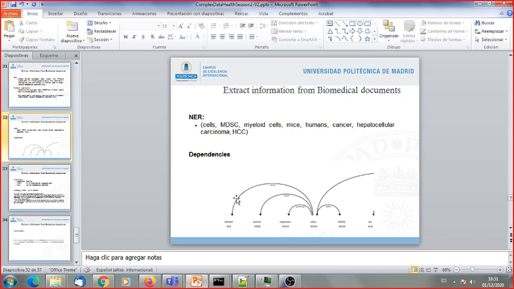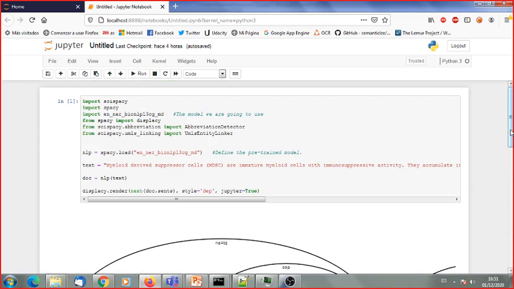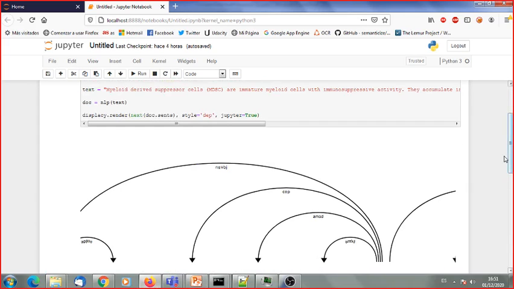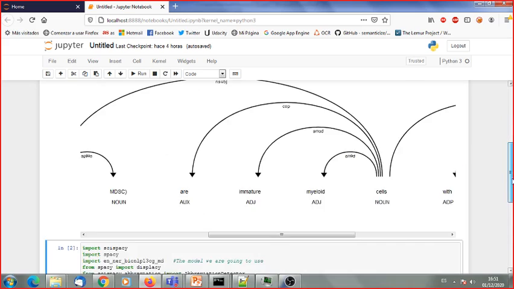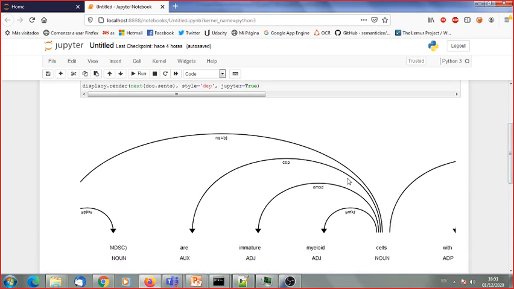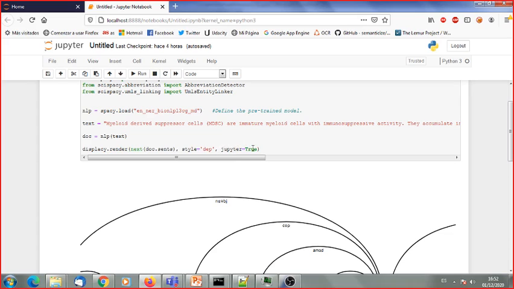We can obtain the dependencies of the words within the sentence. This time I used a Jupyter notebook in order to render the solution. So as before, I load the model, I use the model on the text, and obtain the first sentence in this case. And I show here this style only to show the relations between the words inside the sentence. And this Jupyter check is to detect if you are using Jupyter or not.